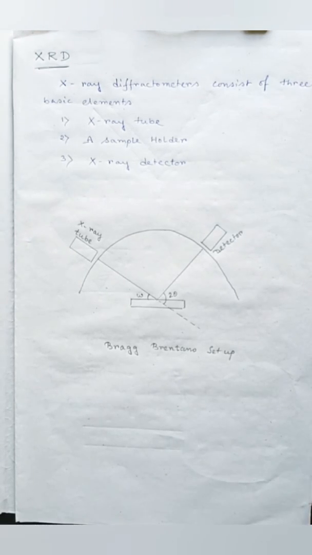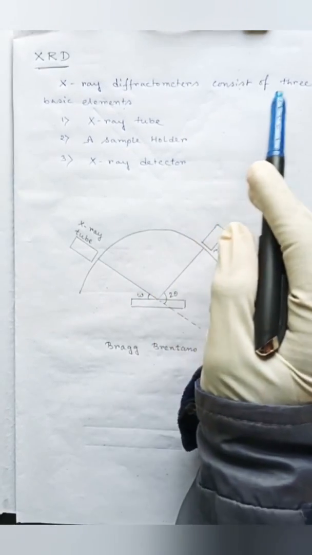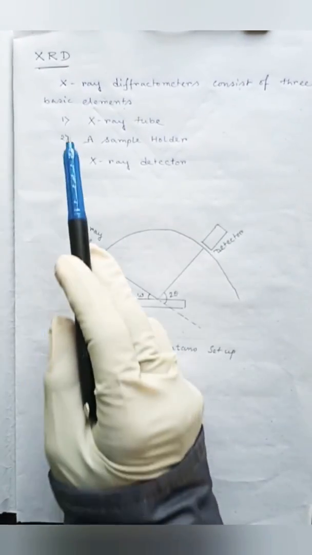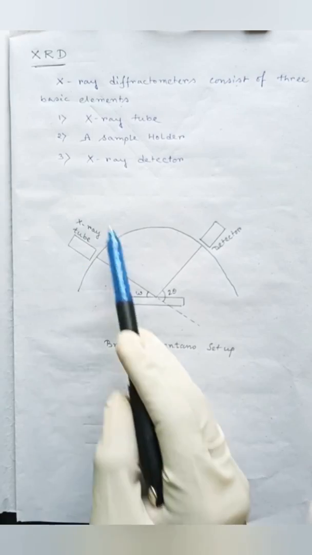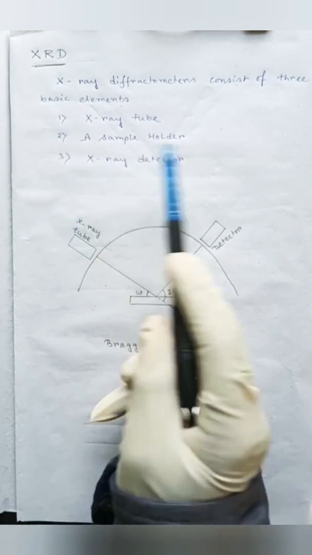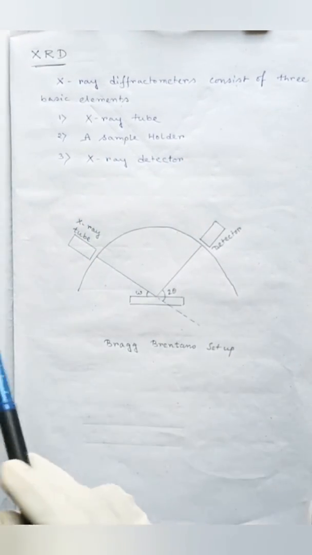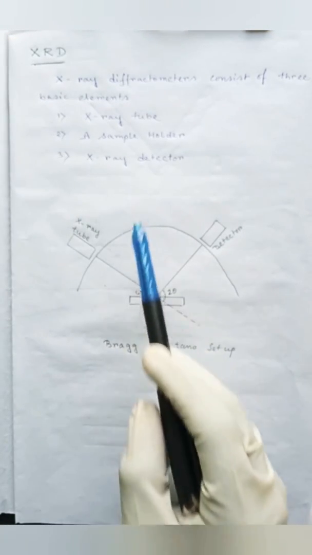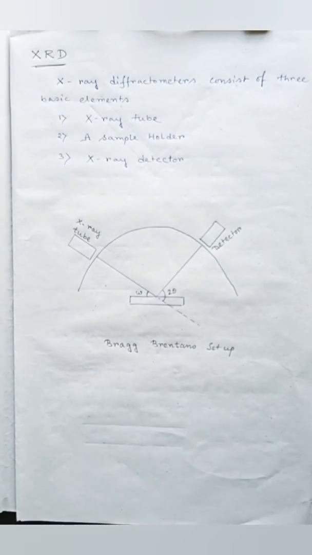So, let's see, X-ray diffractometers consist of three basic elements. One is the X-ray tube. Second is a sample holder. This is a sample holder. And another one, the X-ray detector, this detector. X-rays are generated in a cathode ray tube by heating a filament to produce electrons, filtered to produce monochromatic radiation, collimated to concentrate, and directed toward the sample.